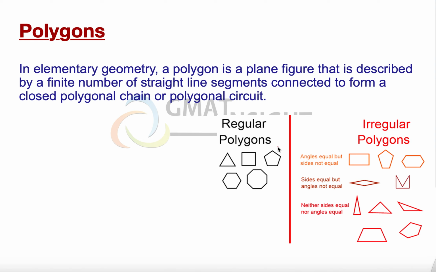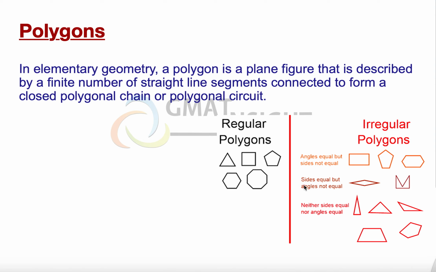So if we have to define what a regular polygon is, we can say that the polygon which has all the angles equal as well as all the sides equal, we can call it a regular polygon. If a polygon has only the angles equal, then we cannot call it a regular polygon for sure. For example, see in the irregular polygons, the very first category, you see a rectangle. A rectangle has all four angles equal, but since the adjacent sides are not the same, we can't call it a regular polygon.